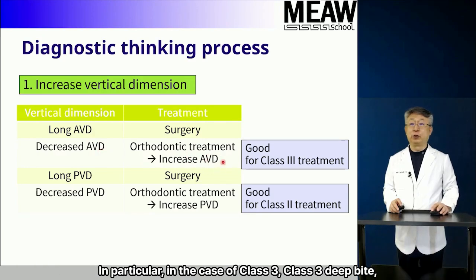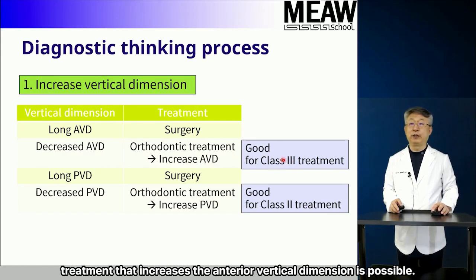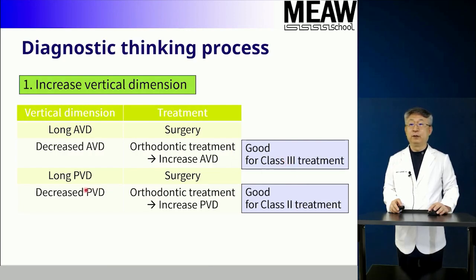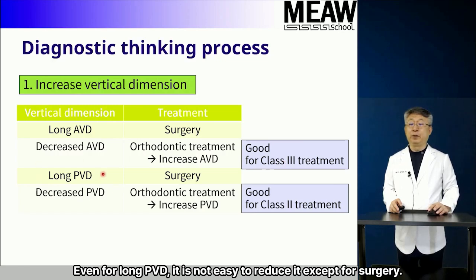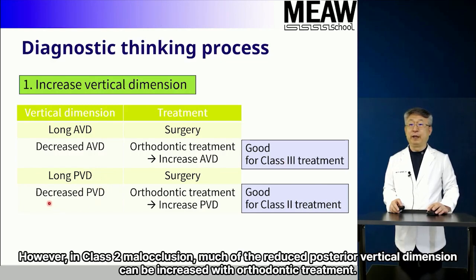In particular, in the case of Class 3 deep bite, treatment that increases the anterior vertical dimension is possible. Even for long PVD, it is not easy to reduce it except for surgery. However, in Class 2 malocclusion, much of the reduced posterior vertical dimension can be increased with orthodontic treatment.